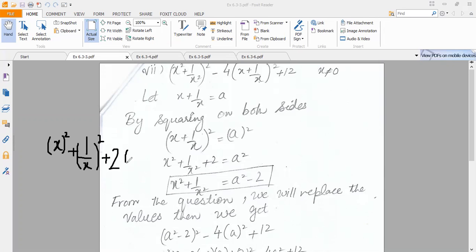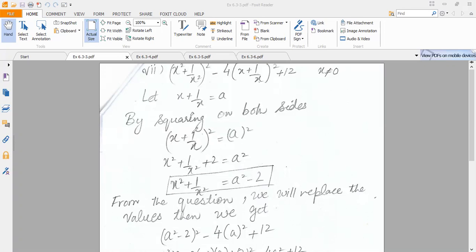Here a is x and b is 1/x. So this is the reciprocal. Reciprocal means inverse. The inverse of x is 1/x. If this condition comes, we just cancel it. When we cancel, we get x² + 1/x² + 2 is equal to a².